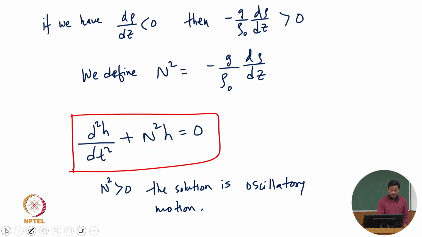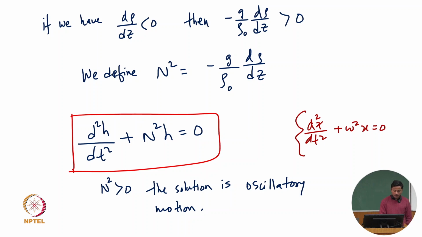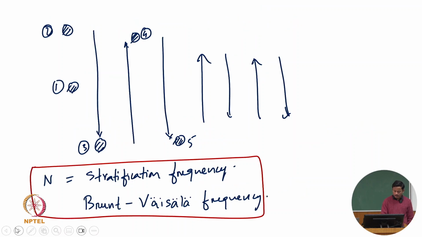So the earlier equation looks similar to d²x/dt² plus ω²x, where ω is the oscillation frequency. Similarly, we have written down N to be the stratification frequency, or the Brunt-Väisälä frequency, the frequency of oscillation of this fluid if you displace it in a stably stratified medium.